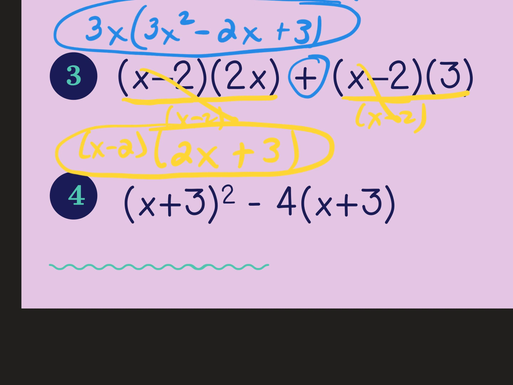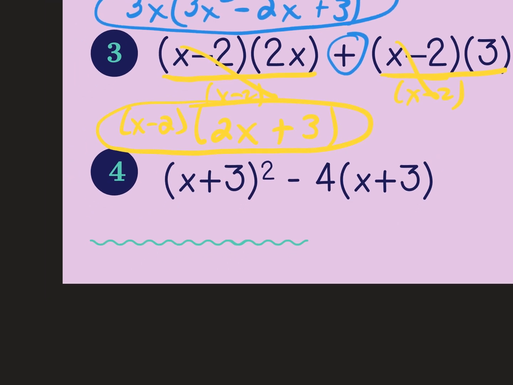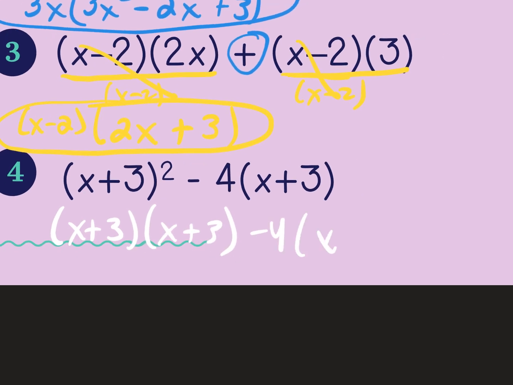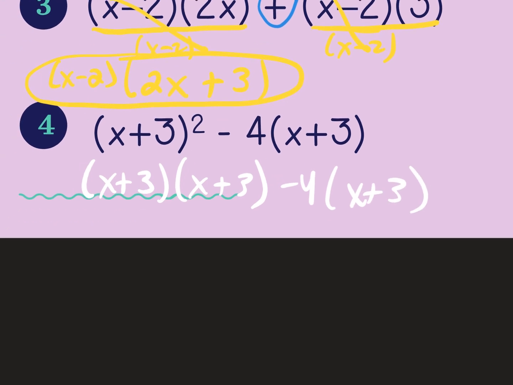Let's look at it for a second. All right, so I see this expression. This says (x + 3) quantity squared. What this really means is (x + 3) times (x + 3). And then I have minus 4 times (x + 3). So again, do you guys notice anything that is separated by plus and minus signs?